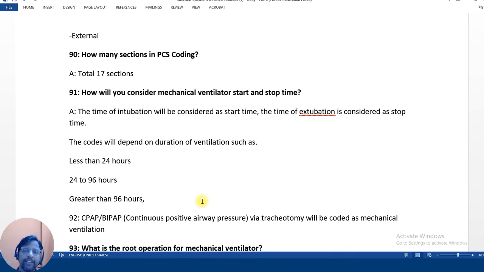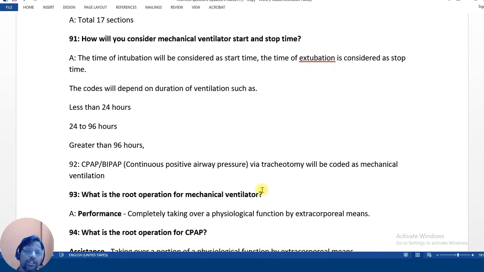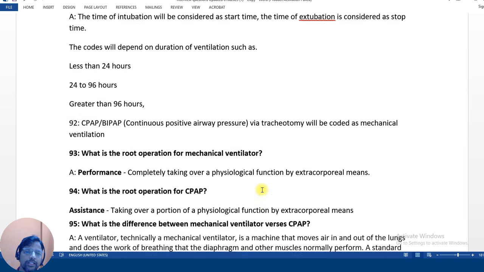How will you consider mechanical ventilator start and stop time? Okay, so the time of intubation will be considered as the start time. The time of extubation is considered as the stop time. The code will depend on the duration of ventilation, such as less than 24 hours, 24 to 96 hours, greater than 96 hours.